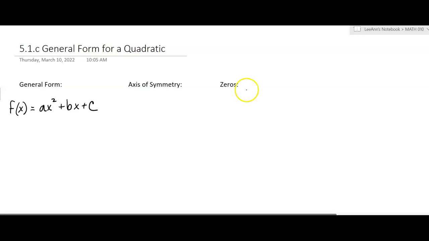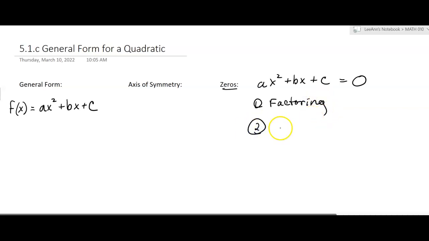So I'm going to jump down here and talk about zeros. If you want to find the zero of a quadratic function, well then you're going to set the quadratic function equal to 0. That's going to be how you find the zeros. And we've done that before. Now, if I'm trying to find zeros, I would first try factoring. Sometimes they factor, sometimes they don't. If it doesn't factor, then I'm going to go to the quadratic formula.